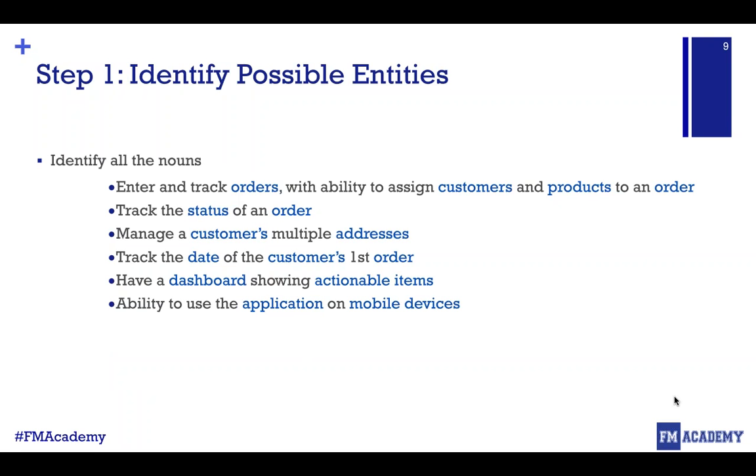And so once you have your requirements list, step 1 to start getting your data model together is to identify possible entities. So this is fairly straightforward, this first step. All you need to do here is take your list of requirements and identify all the nouns inside of them. And so I've listed out the requirements here, and I have highlighted in blue which ones are nouns. So, okay, great. We've got our list of possible entities.